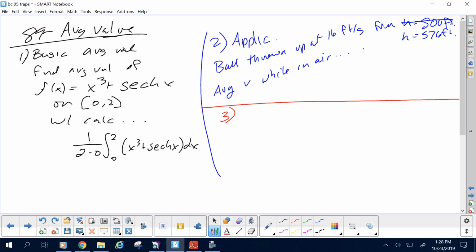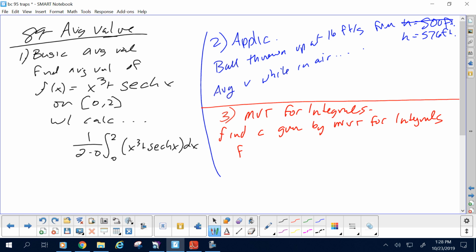Step 3 then is the mean value theorem for integrals. What if I said find the c guaranteed by the mean value theorem for integrals of f of x equals x squared plus 2x plus 1 on 0 to 5. Let's go smaller, 0 to 1. Did you do that? Okay?